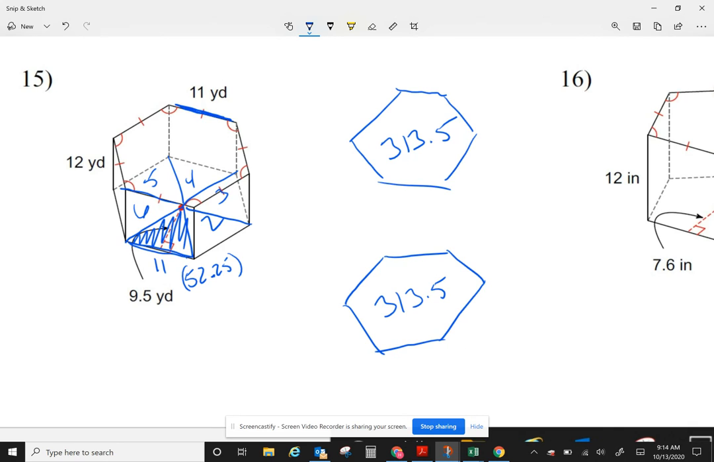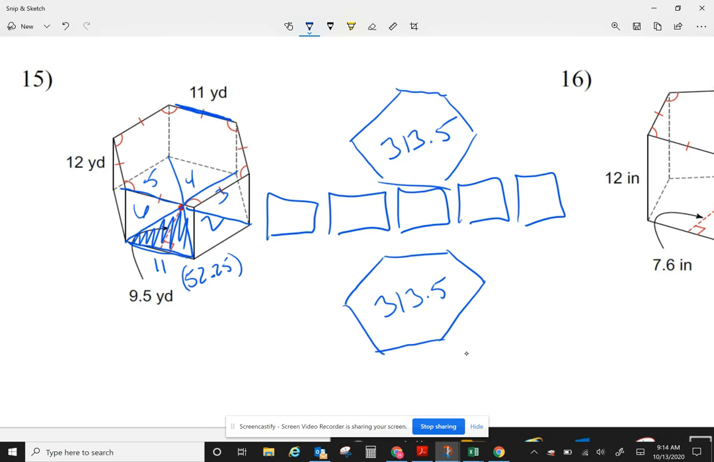The base has 6 sides, so I'm going to have 6 walls. Each side of the base is 11. The number that has nothing to do with the base is 12. So the way I'm going to find out how much is each wall, let me go 12 times 11. That gives me 132. Each of my walls is 132.